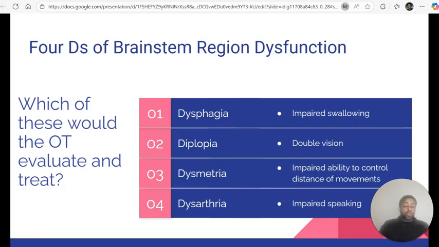Now, some impairments that we would see with brainstem dysfunction would be dysphagia, diplopia. Diplopia is double vision. Dysmetria, which is an inability to effectively and accurately reach a target, and dysarthria is impaired speaking. Out of these four, certainly we want to be familiar with all of them, but the two we will more likely evaluate as occupational therapists would be diplopia and dysmetria.